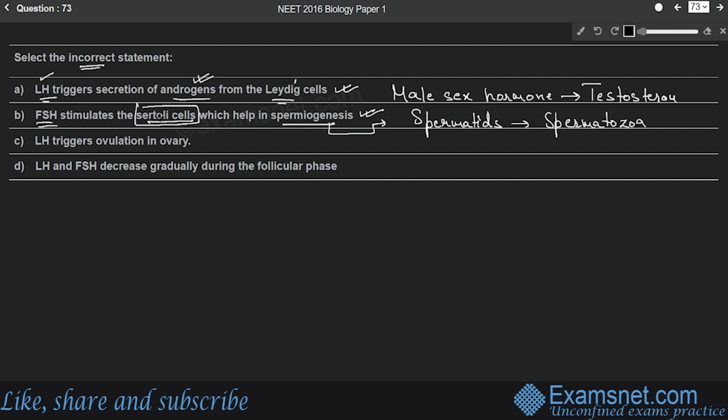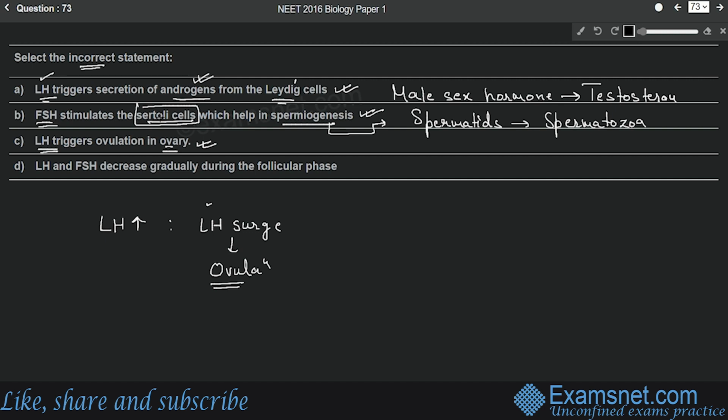Now let's come to the third statement. It says luteinizing hormone triggers ovulation in ovary. This is also a correct statement. Okay. What happens when there is a sudden increase in the luteinizing hormone, which is also known as LH surge, then it leads to the ovulation. Okay, because just before the ovulation there is a surge in the amount of luteinizing hormone. So this is a correct statement again.